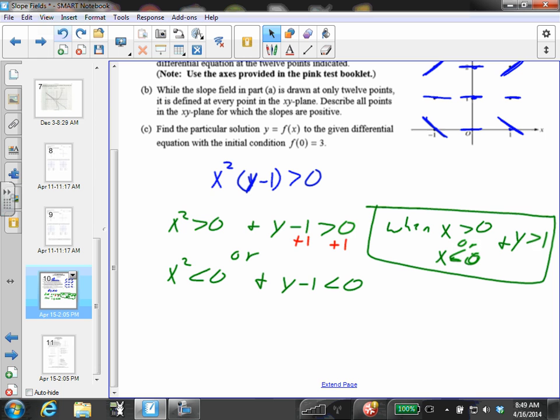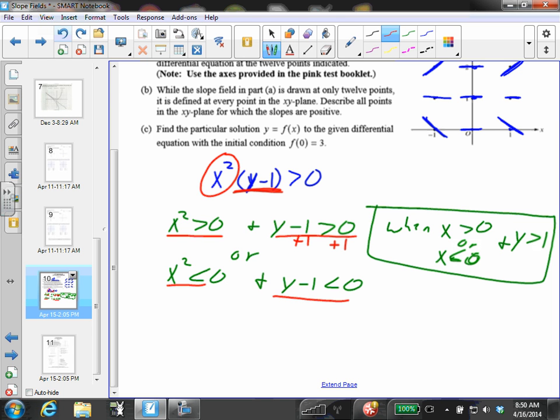Remember, what this is going to make happen is this is going to make us have a positive number for the x squared right here, and a positive number for the y minus 1. That's how we set it up. Positive number for x squared, positive number for y minus 1. Okay? And so a positive times a positive would give us a positive, and therefore a number that's greater than 0. Or our second option was that if both numbers were negative, because if both numbers are negative, then a negative times a negative would make a positive.